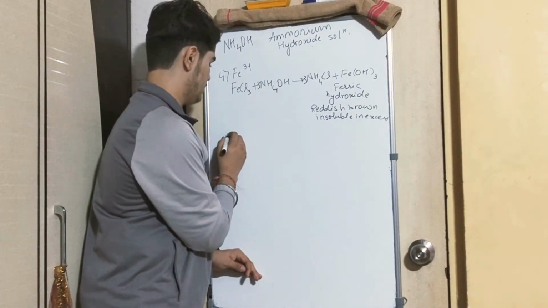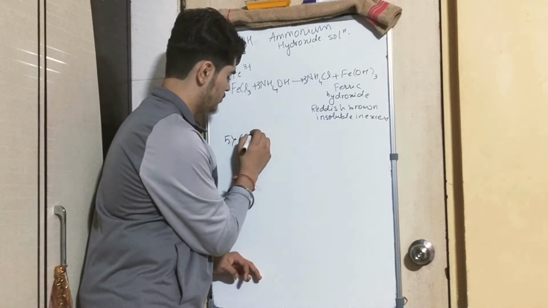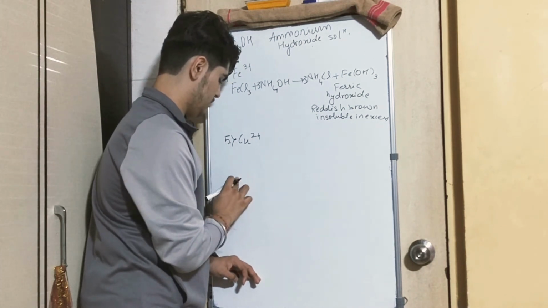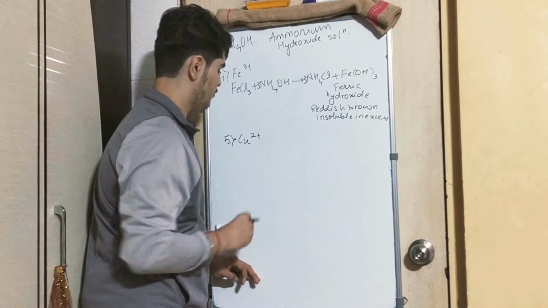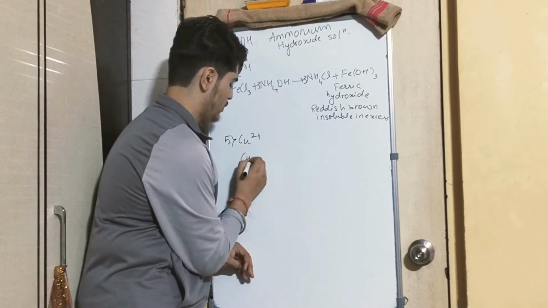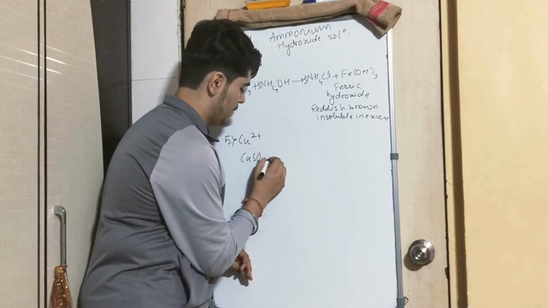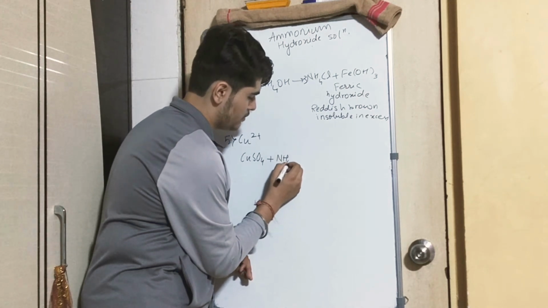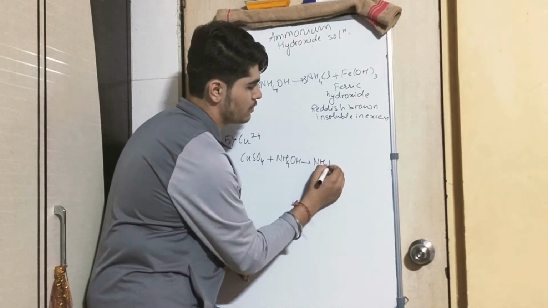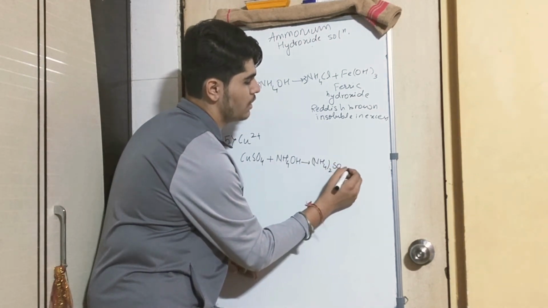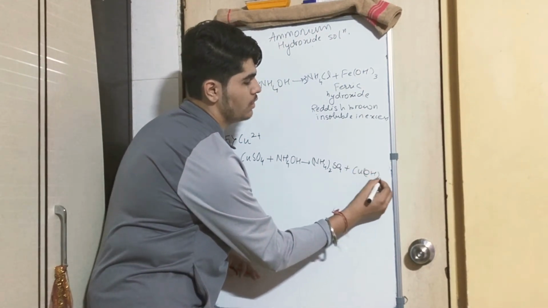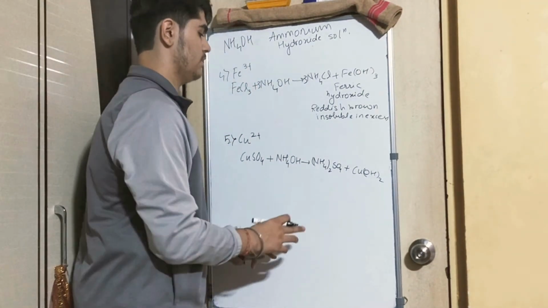Now we go to the fifth ion, which is Cu2+. Now this is a different thing here. There is a difference in the reaction of NaOH and ammonium hydroxide. So CuSO4 plus NH4OH gives (NH4)2SO4 plus Cu(OH)2. Understanding?